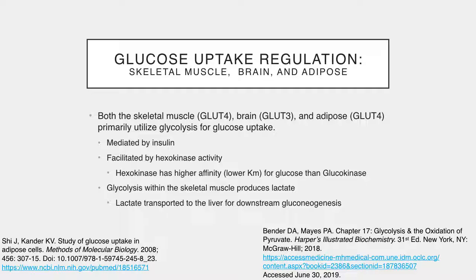The skeletal muscle also primarily utilizes glycolysis for glucose uptake, mediated by insulin and facilitated by hexokinase activity. This is also true of glycolysis within the brain and adipose. Hexokinase has a much higher affinity and lower Km value for glucose than its isoform glucokinase. Glycolysis within the skeletal muscle produces lactate, which can be transported to the liver for gluconeogenesis.